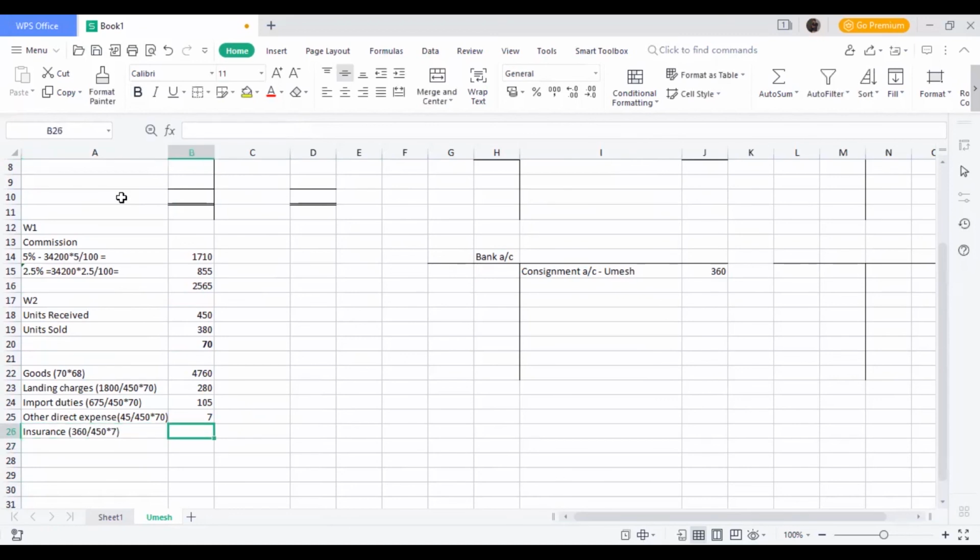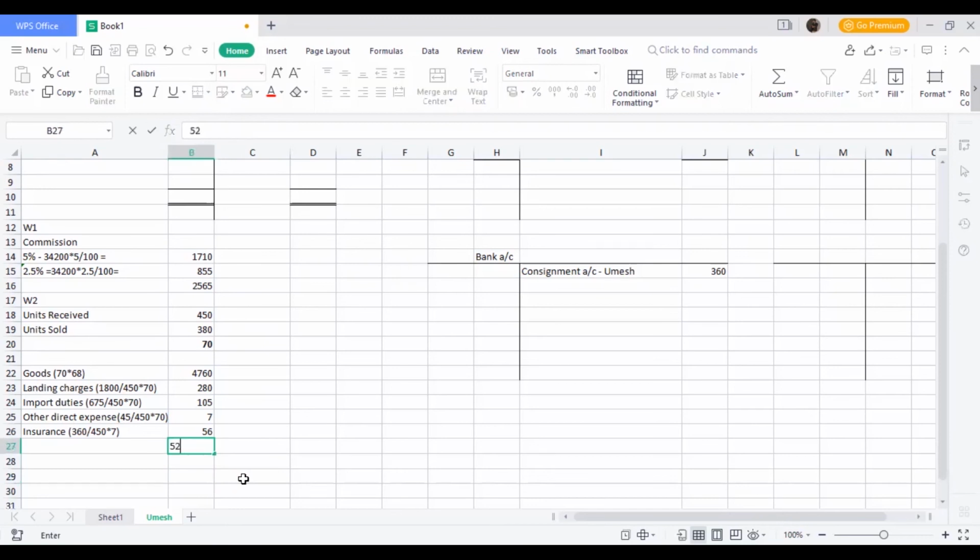So I'm going to take 360 divided by 450 into 70. I get 56. So I'm going to take the total. I get a value of 5208. This is my carried down balance because this is something left in my business.